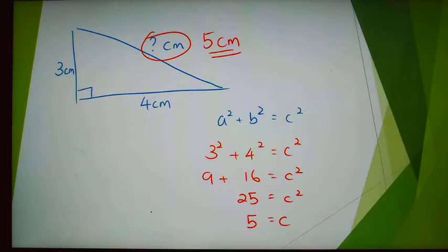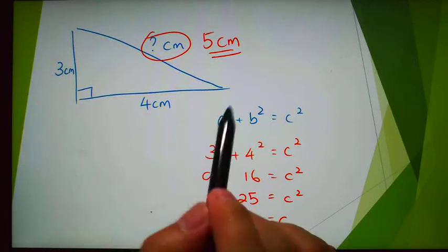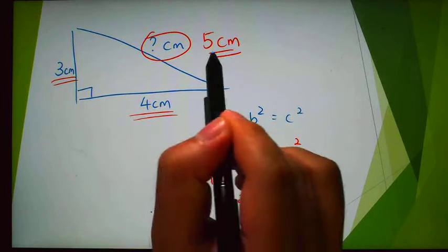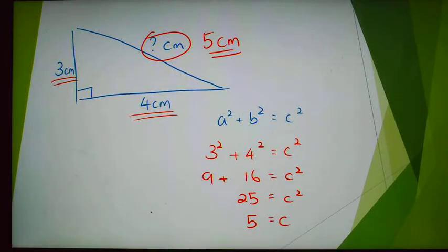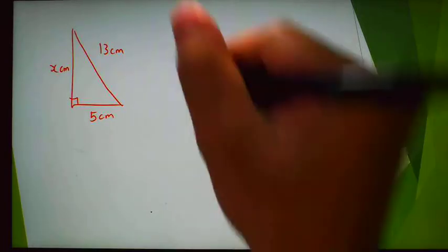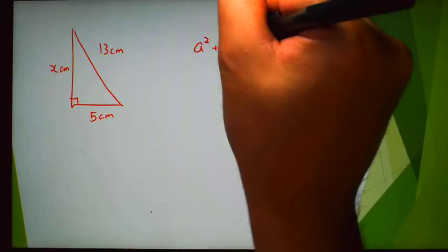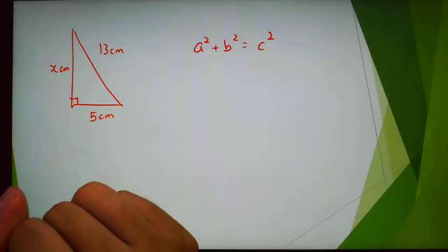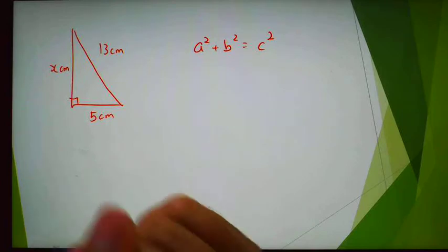That's it. So the right angle triangle here has sides 3 cm, 4 cm, and 5 cm. Alright, have a look at the other example. Let's say I have this one here. If this is 5 cm, this is 13 cm, and what about this one? X. Again, apply the formula A squared plus B squared equals C squared.